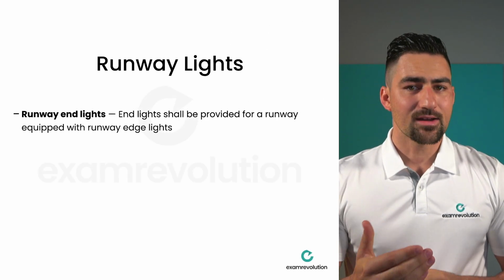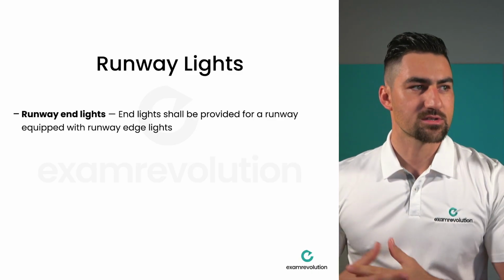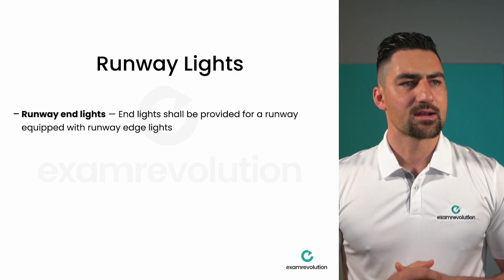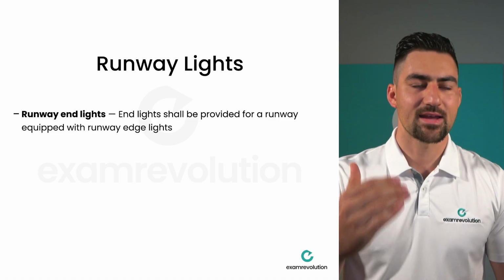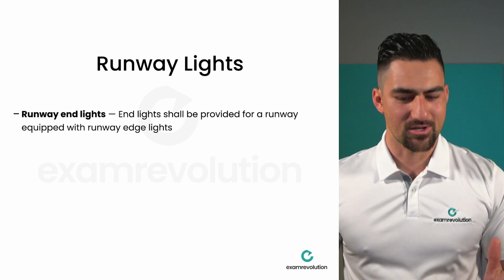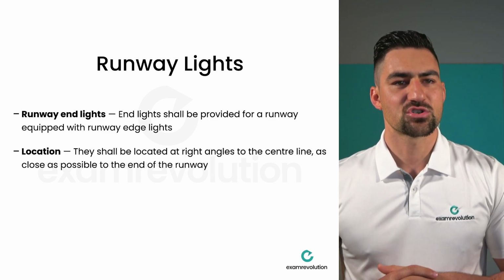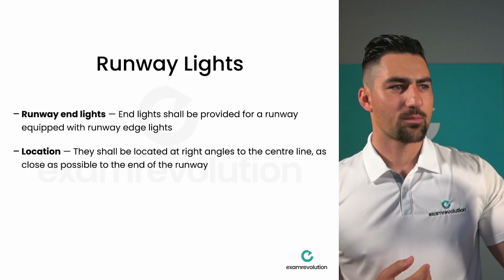Then runway end lights. So we've covered edge lights, we've covered threshold lights, we've covered wing bars. Now runway end lights. So how do we see where the end of the runway is? End lights shall be provided for a runway equipped with runway edge lights. So you must have end lights if you've got edge lights. The location, they shall be located at right angles to the center line as close as possible to the end of the runway. I just want to go one bullet back.